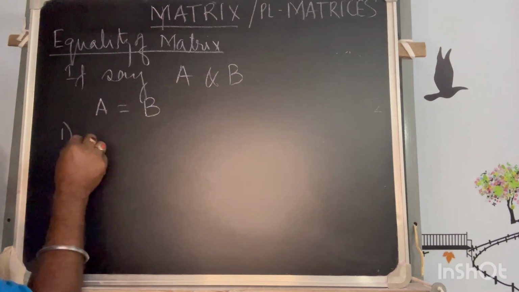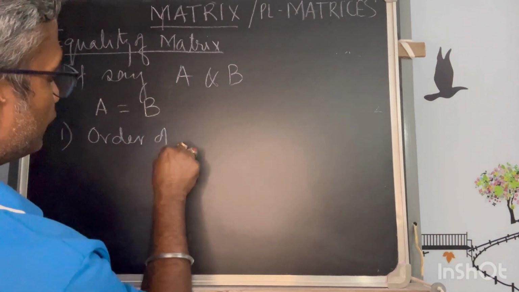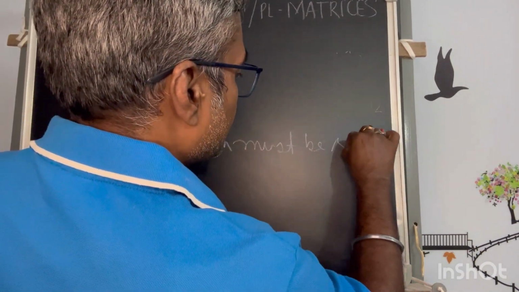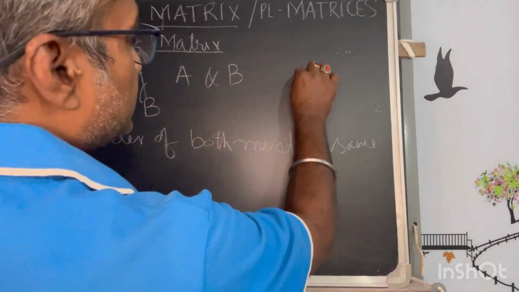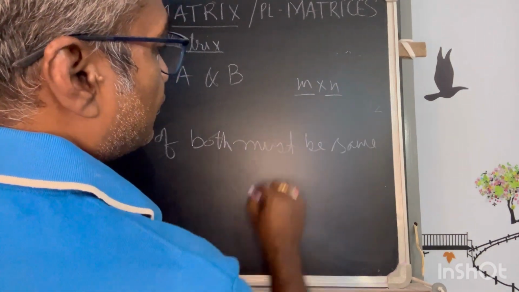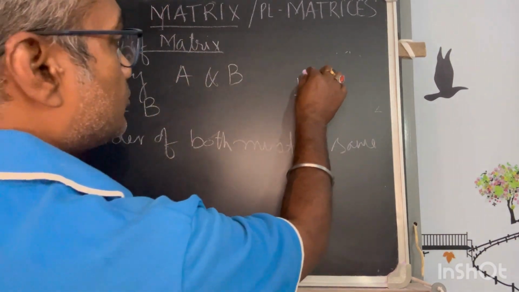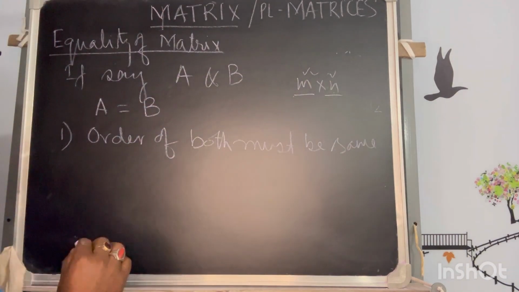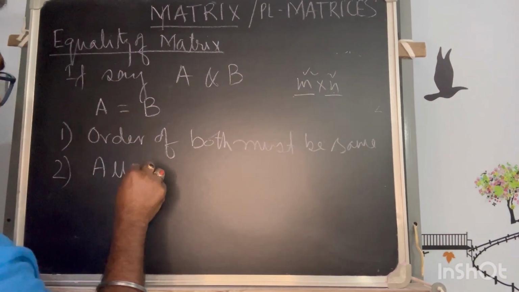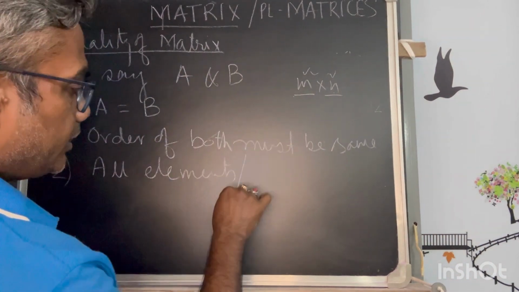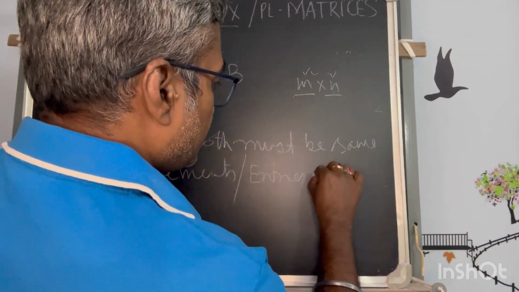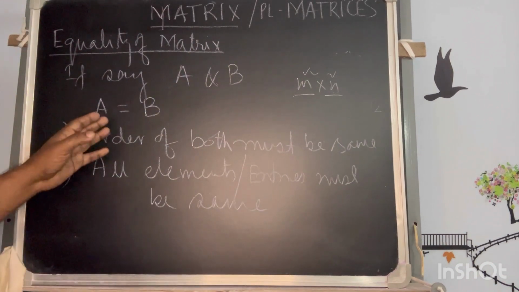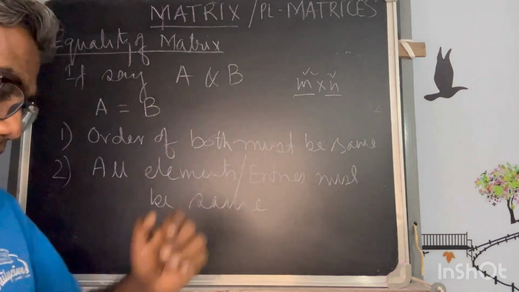So what are the conditions? Order of both must be same. So that means what I have taught earlier, the m into n, the order, which says number of rows and number of columns. In this case, order means both the number of rows and number of columns must be same for both the cases. So that means m cross n has to be same. Second, all elements or entries must be same. So there you can understand the two matrices must be identical as a whole, you can say.